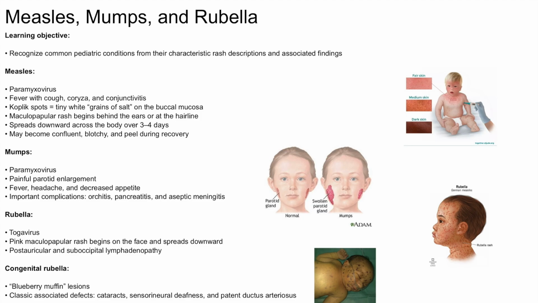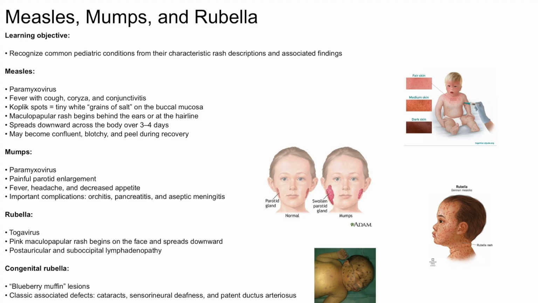Mumps is best remembered for the painful parotid swelling, with important complications including orchitis, pancreatitis, and aseptic meningitis. Rubella is typically milder, producing a pink rash that begins on the face and spreads downward, along with post-auricular and suboccipital lymphadenopathy. Rubella was traditionally grouped with togaviruses, although its modern classification has changed. Its greatest danger is infection during pregnancy.